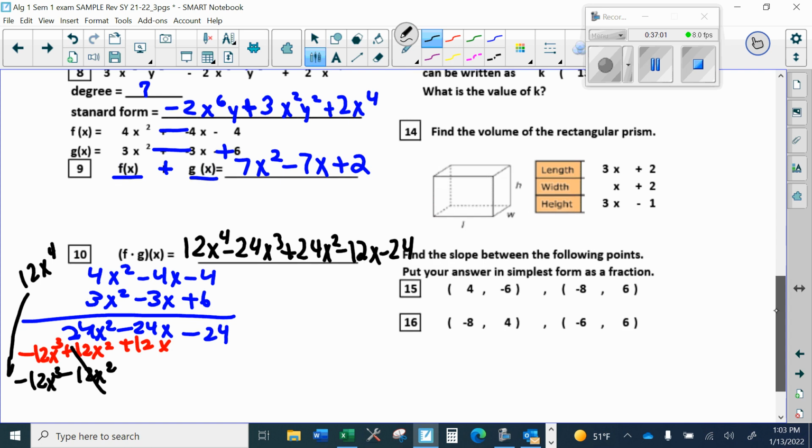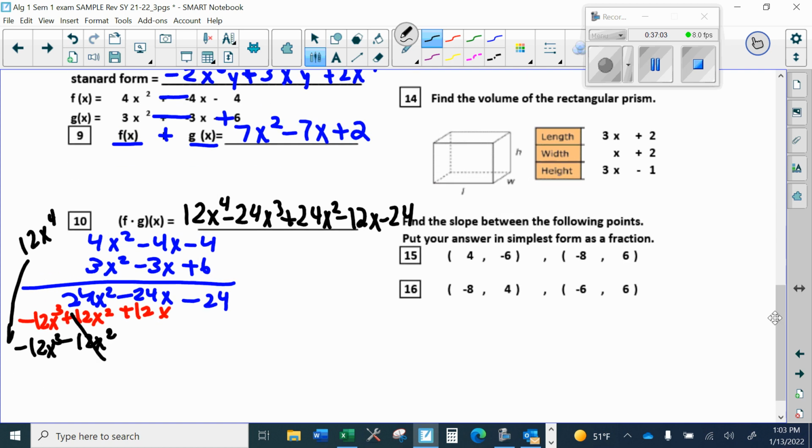Number 14. I need to multiply these two together first, get that answer. Okay, and then multiply it by the 3x minus 1. So I just showed you multiplication just to save time in this video. I won't go ahead and do that.